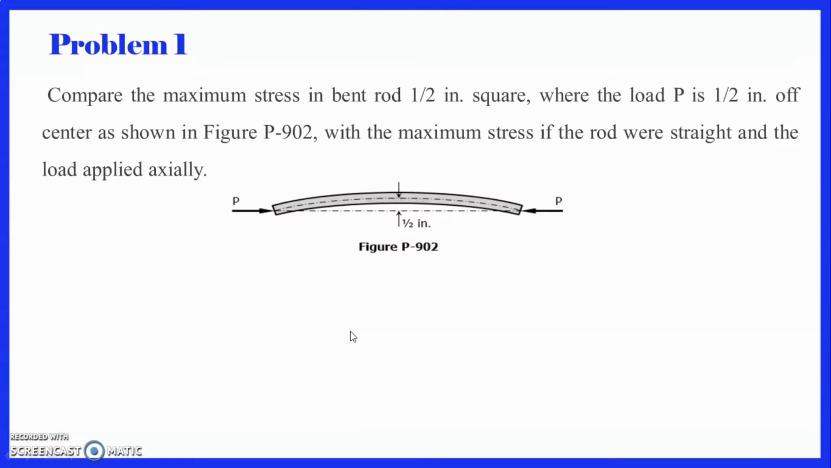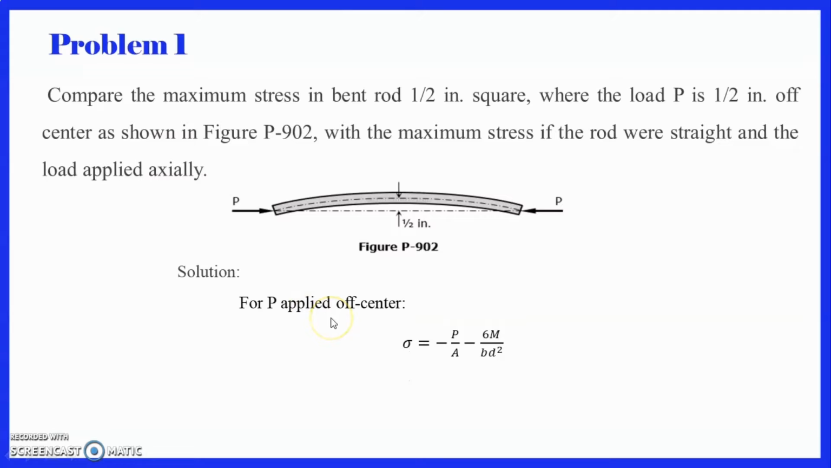Problem number 1. The problem asks to compare the maximum stress in a bent rod 1.5 inch square, where the load P is 1.5 inches off center as shown in figure P-902, with the maximum stress if the rod were straight and the load applied axially. To solve this problem, we must first find the stress due to P, which is applied off center.